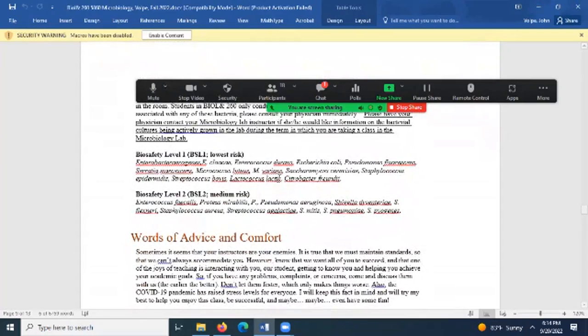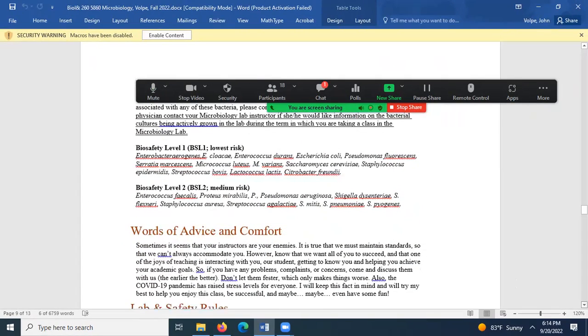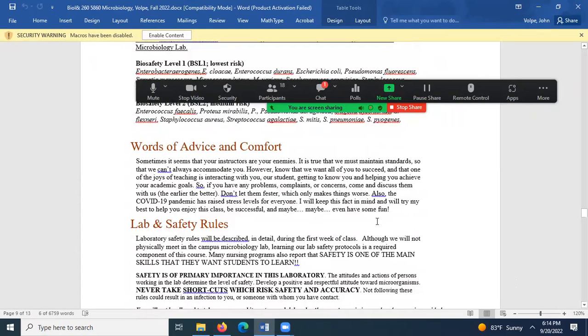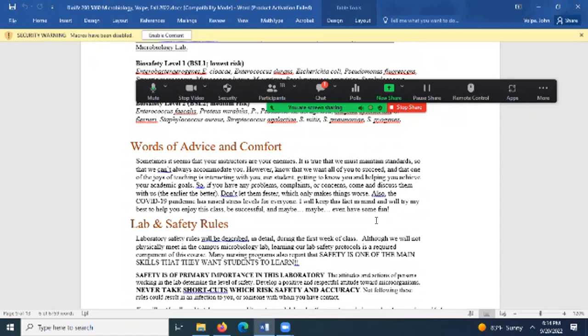And then the stuff about the lab. Let me say some advice and comfort. Sometimes it seems like your instructors are your enemies. And it is true that we do need to maintain standards, so we cannot always accommodate you. However, you should know that all of your instructors want you to succeed. We are in the teaching business to help you pass the course, okay? And certainly with me, my goal is to get you to pass this class. So I want you to succeed.